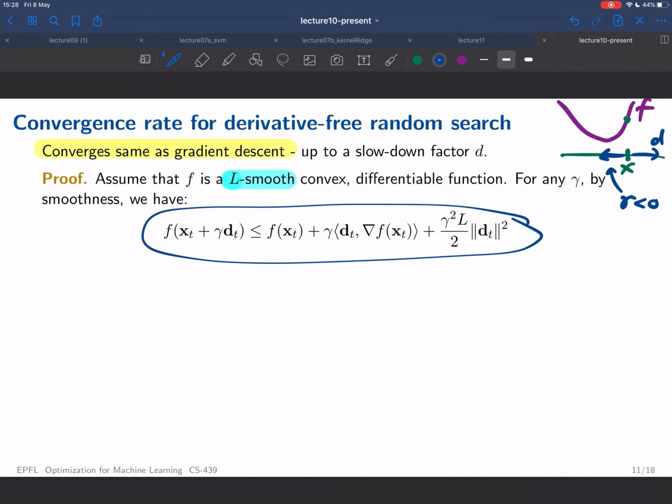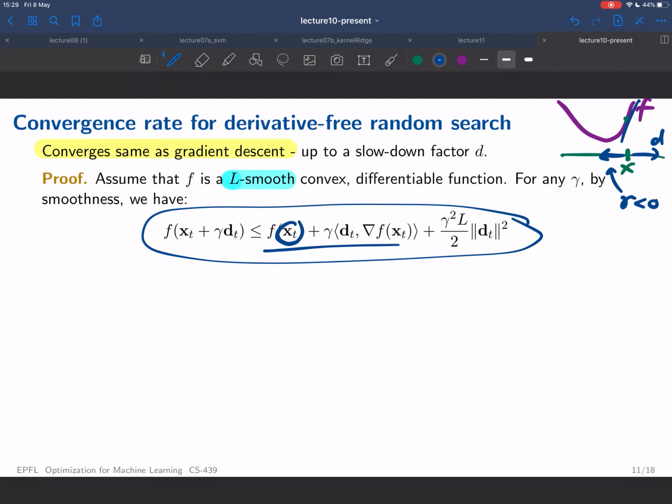Okay, so mathematically, what happens? This is straightforward just from the definition of smoothness. Smoothness means, remember, that you are below a quadratic. So it's super easy. You take your Taylor expansion of f at x, so the linearization at x. This is the linearization, f of x plus the gradient.